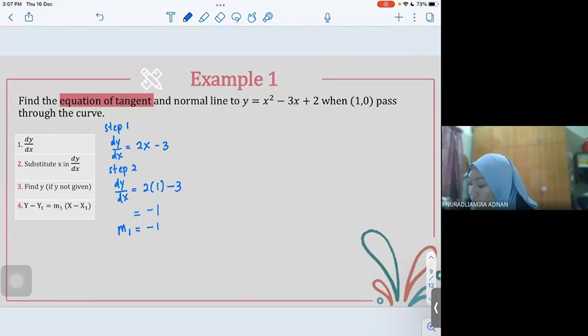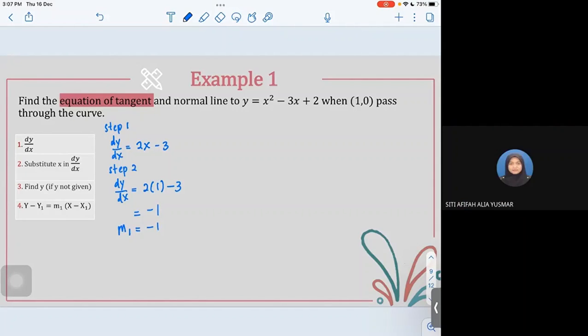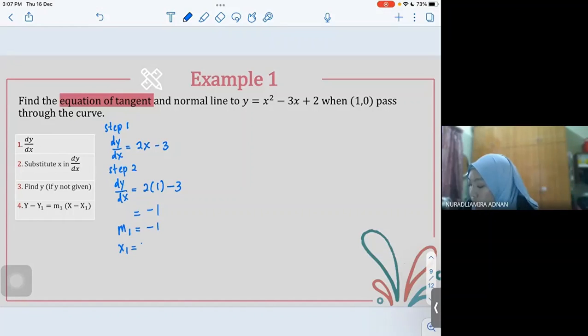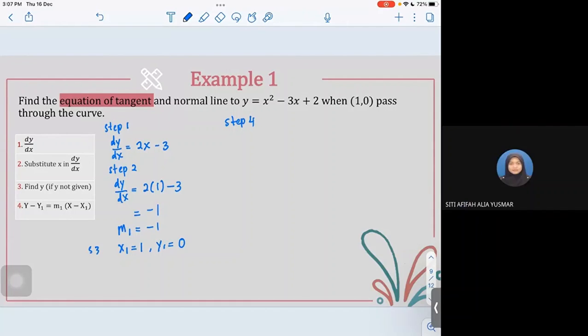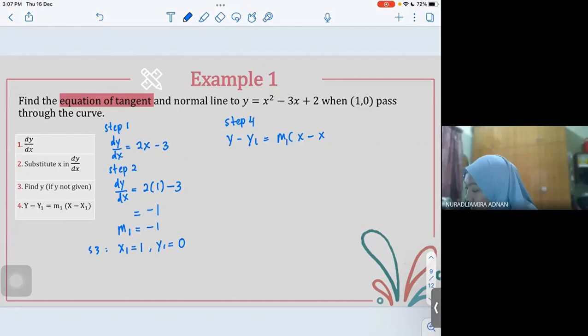So for the third step, find y if y is not given. In the question, is it given or not given? It's given, and y is 0. So I denote x1 equals 1, y1 equals 0. Step number 3 done. Step number 4: use the equation y minus y1 equals m1 times (x minus x1).